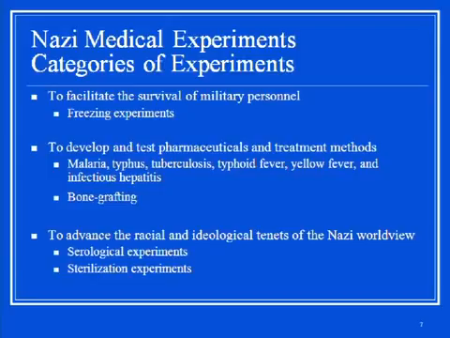And then the final class was really designed to advance racist ideology, right? So they had experiments that were designed to see if people of different races responded differently to different infectious agents. They wanted to see if they could conduct mass sterilization of races that were considered inferior. So that third class was all designed to push forward their agenda in relation to their racist ideology.